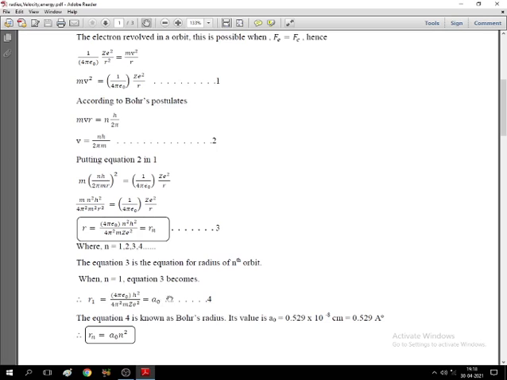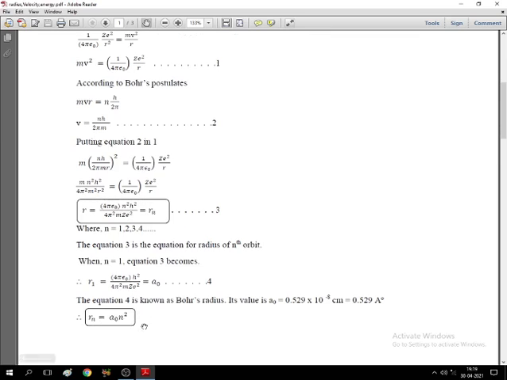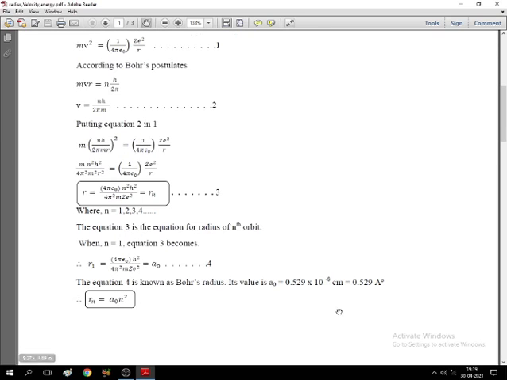हे जे a0 आहे याला म्हटलेलं आहे Bohr's radius and the value of Bohr's radius is 0.529 into 10 to the power minus 8 centimeter or 0.529 angstrom. And therefore in general we can write rn is equal to a0. इथं a0 ची किंमत ठेवली तर इथं फक्त n square राहतं, म्हणून a0 n square. Now this equation 3 becomes rn is equal to a0 n square. By using this equation, this a0 is constant. a0 constant आहे म्हणजे Bohr's radius ही constant आहे 0.529 angstrom.